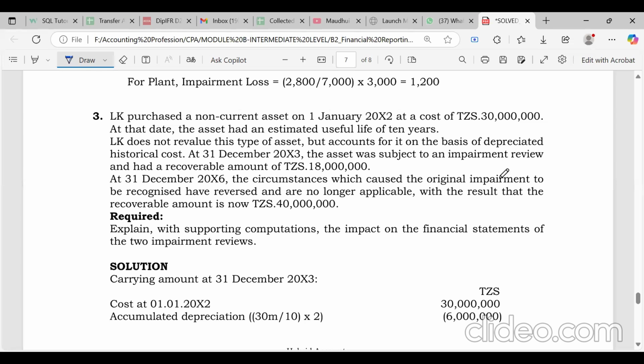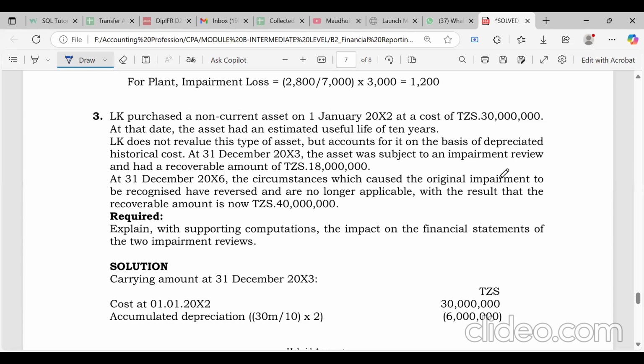You're told that at 1st December 2026, three years later, the circumstances which caused the original impairment to be recognized have reversed and are no longer applicable. You see now, an impairment reversal, with the result that the recoverable amount is now 40,000. You see, from 18 million to 40 million, right?